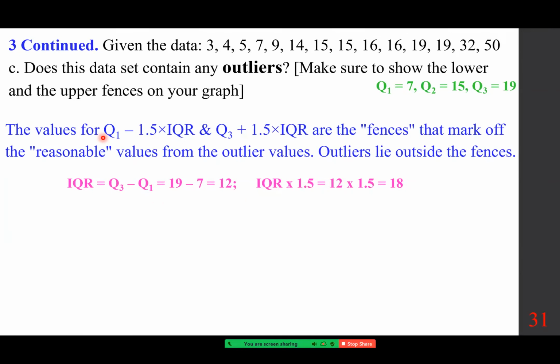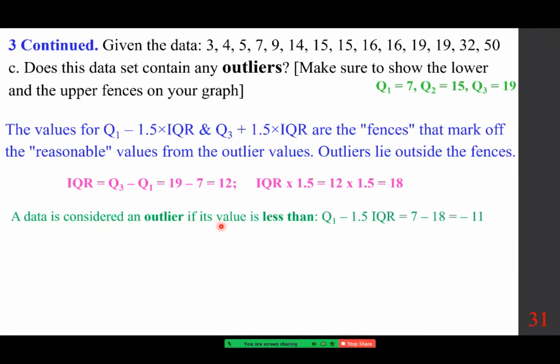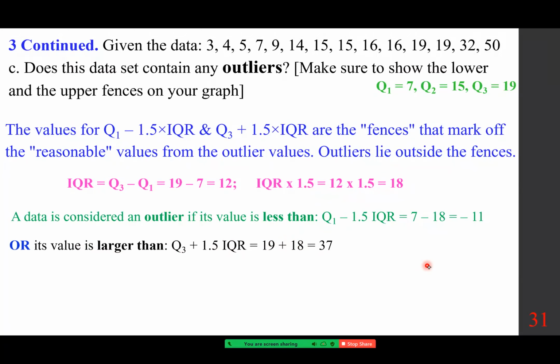So what is considered an outlier? Q sub 1 minus 1.5 IQR. So 7 minus this number. And Q sub 3, that means 19 plus this number. So the data is considered an outlier if its value is less than this. So 7 minus 18 is negative 11. Anything less than that, or if it's larger than this. Now, Q sub 3 is 19. Let's add this 18. Anything beyond these two numbers, less than negative 11 and larger than 37, are considered to be outliers.